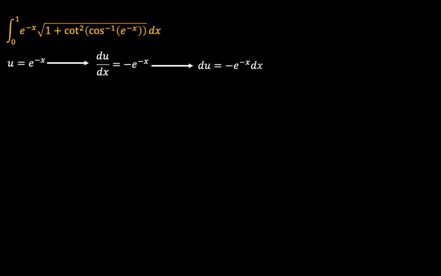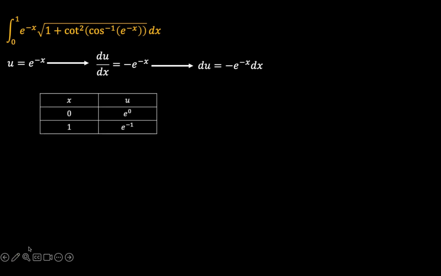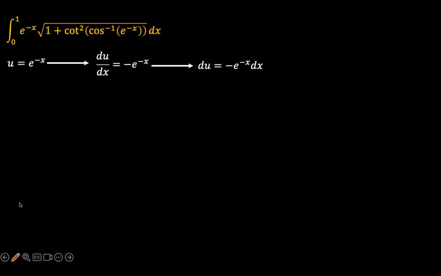So with this problem, the first thing I would do is substitute for e to the power negative x, letting u be equal to e to the power negative x, which means that du/dx is equal to negative e to the power negative x, such that du equals negative e to the power negative x dx. So we can substitute the product of e to the power negative x and dx with negative du.